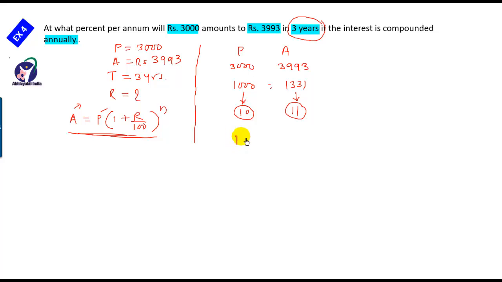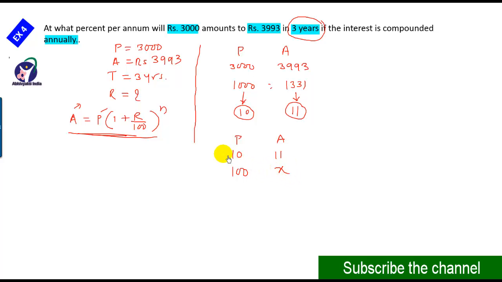So take it as if the principal is 10 rupees, then the amount will be 11, and if the principal is 100 rupees, then what will be the amount? Here the principal is increased, so definitely the amount will also increase, and so it is a case of direct variation. In direct variation we multiply the second number and divide by the first number, so it will be 100 into 11 divided by 10. So this 0 and 0 will get cancelled, which is equal to 110.